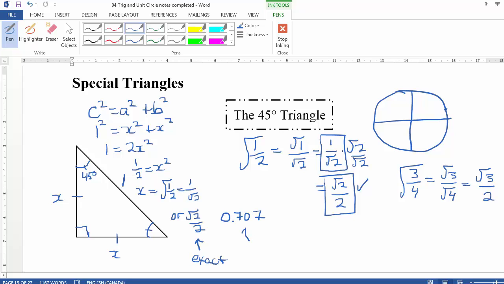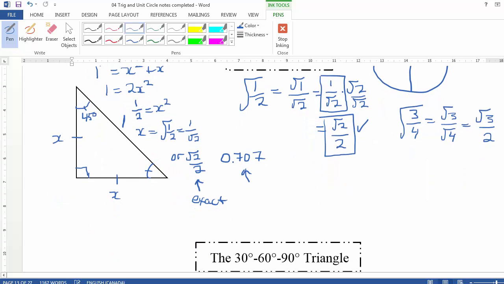And this is a decimal rounded off to how many digits. So unless they say, please give your answer as a decimal and round to so many digits, this is a better answer because it's exact. It's not rounded at all. So that's the one I would prefer. Okay, so that's the first special triangle.